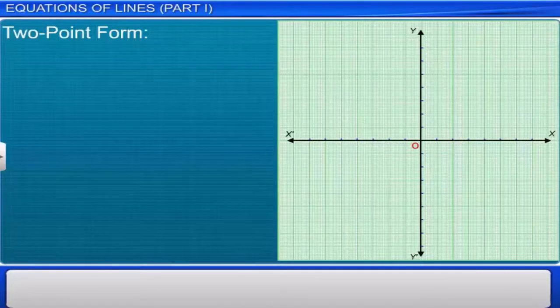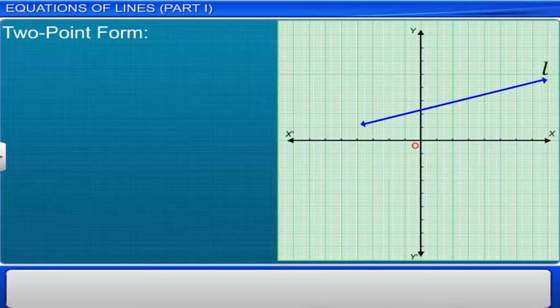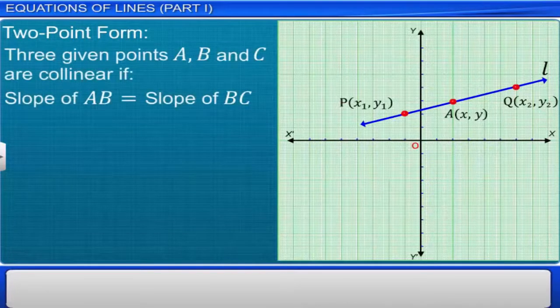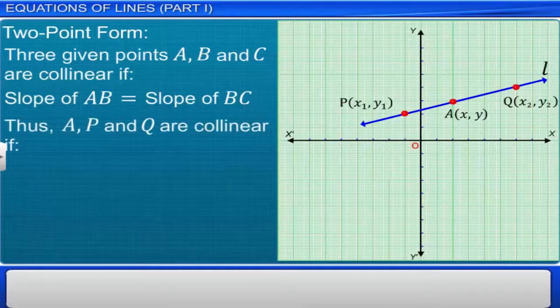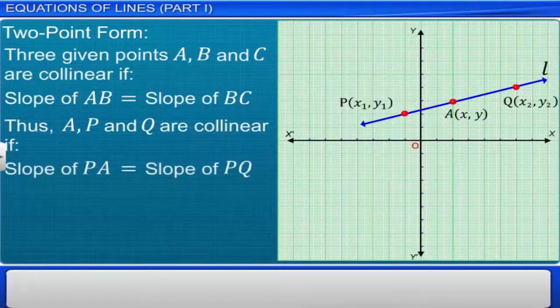The equation of a line passing through two given points can be expressed in the two-point form. Consider a non-vertical line L passing through two given points P and Q. Let A be any arbitrary point on line L. Recall that three points are collinear if two lines passing through any two pairs of the given points have the same slope. Thus we can say that points A, P and Q are collinear if the slope of line PA is the same as the slope of line PQ. Let this be equation 1.